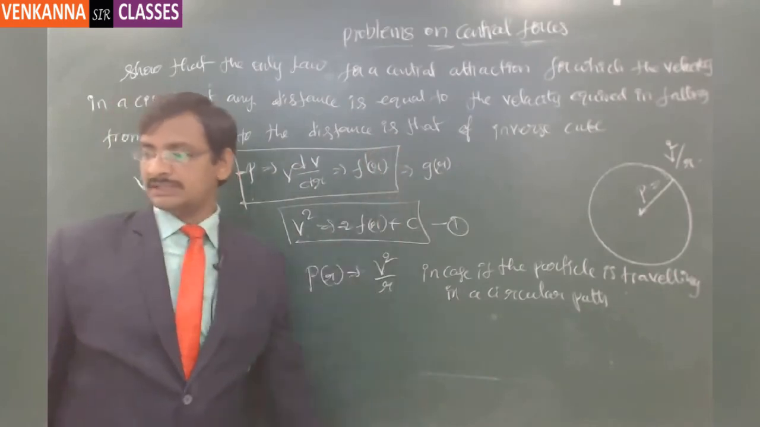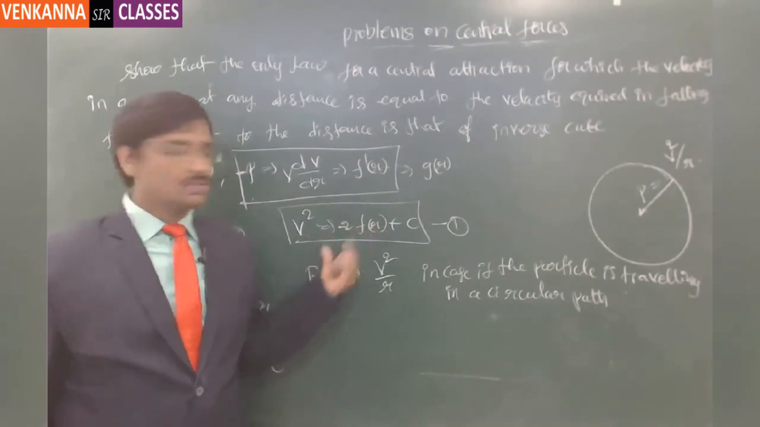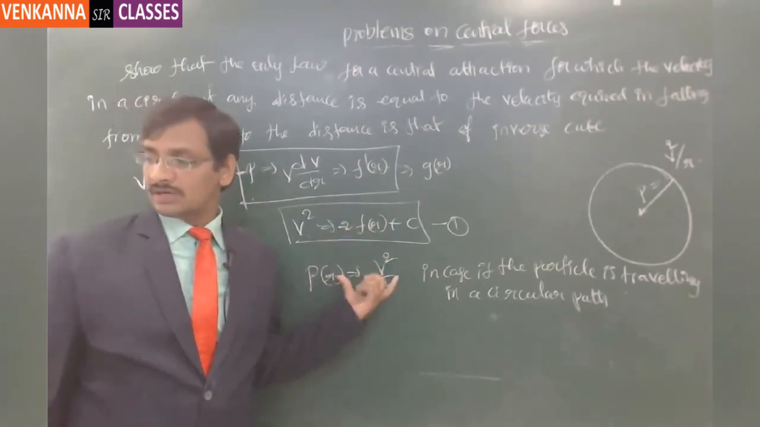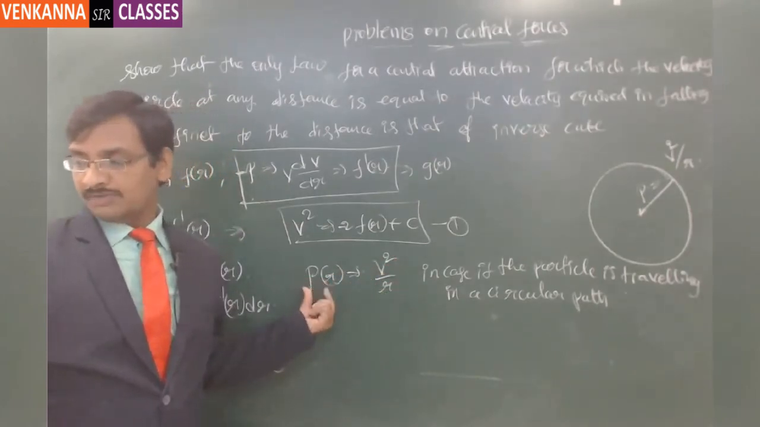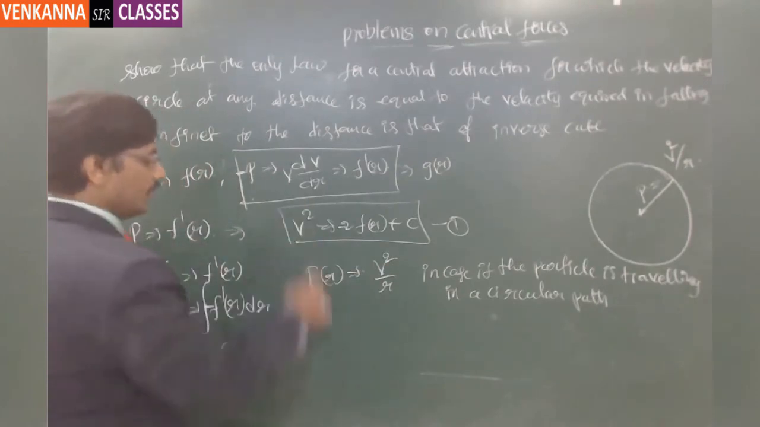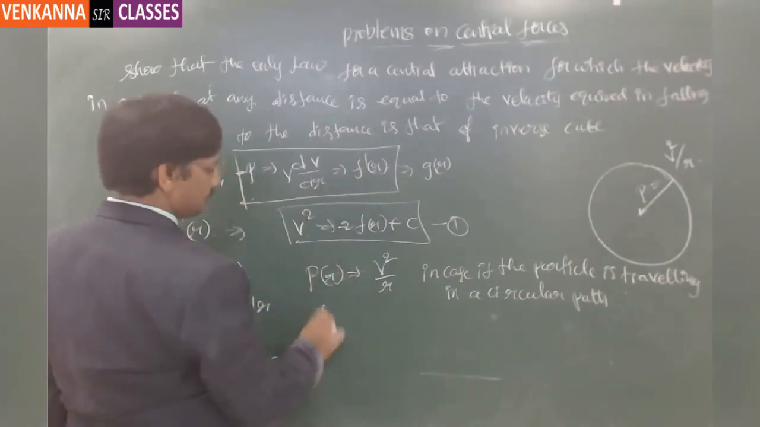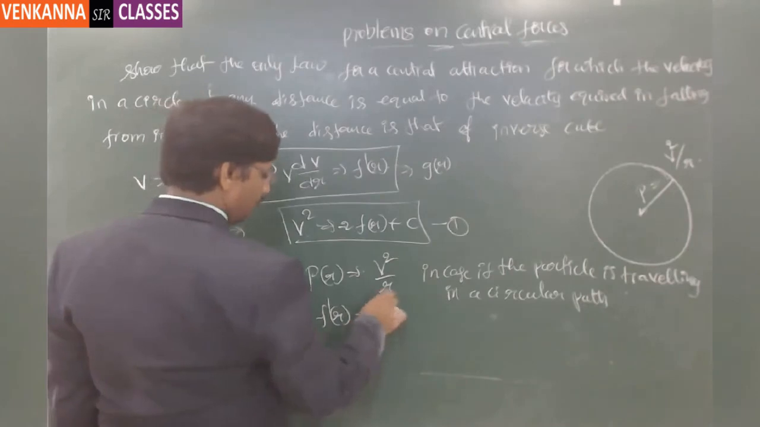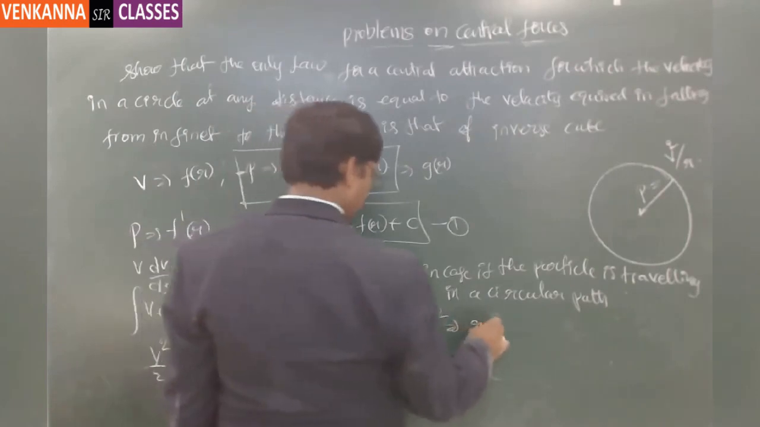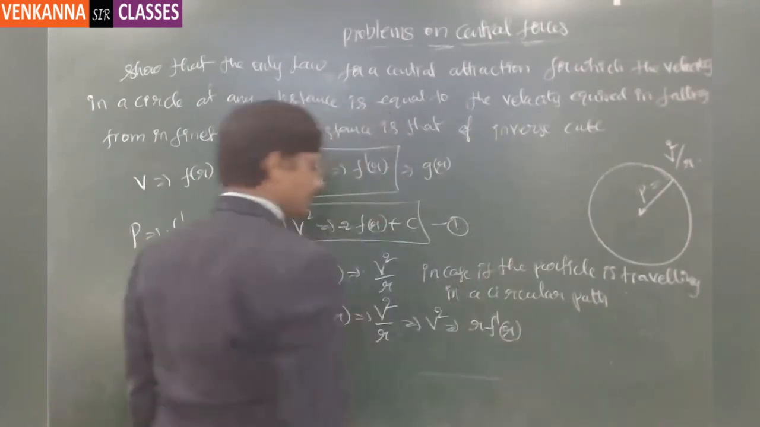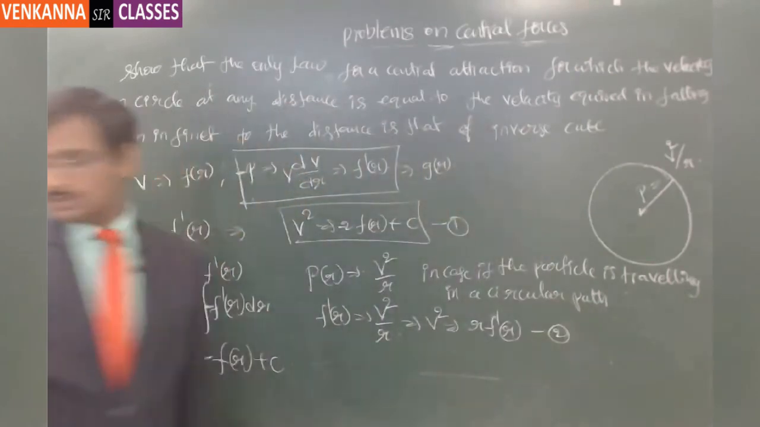So it is trying to fall like this in a straight line manner, and this straight line may be a 3D straight line also. When the particle is moving in a circular path, the centripetal acceleration v square by r is going to be p of r. And p of r we have treated as f dash of r. So f dash of r is equal to v square by r, which implies v square is equal to r times f dash of r. This is the velocity if the particle is moving in a circular fashion. Got it?